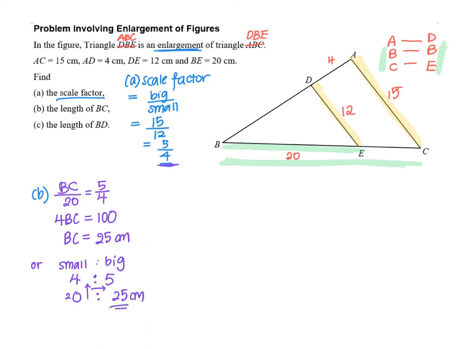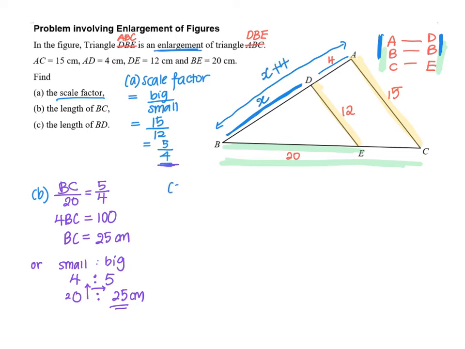Next part, part C, we're going to find the length of BD. Now BD is a length over here. BD corresponds to AB. But I do not know what BD is. So maybe I shall let BD be x. And it corresponds to the side AB. If this is x and this is 4 over here, what is the whole of AB? That will be x plus 4.